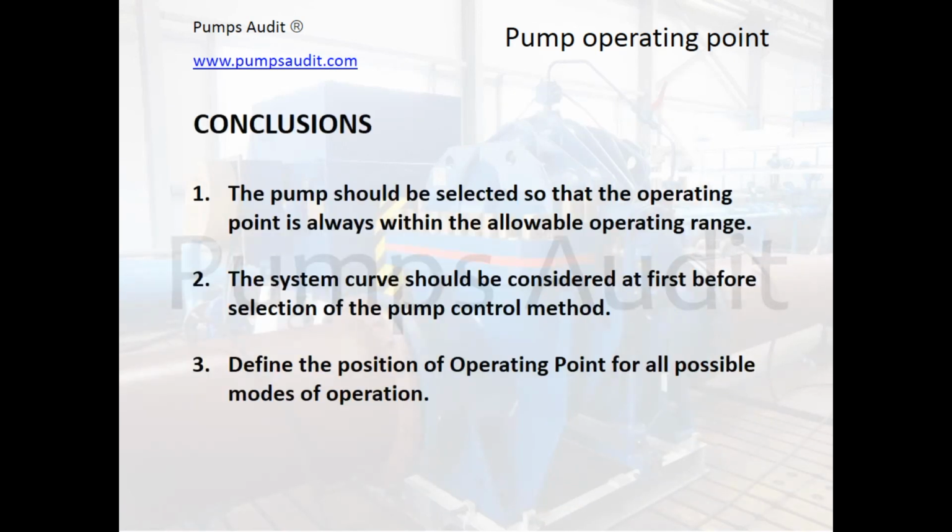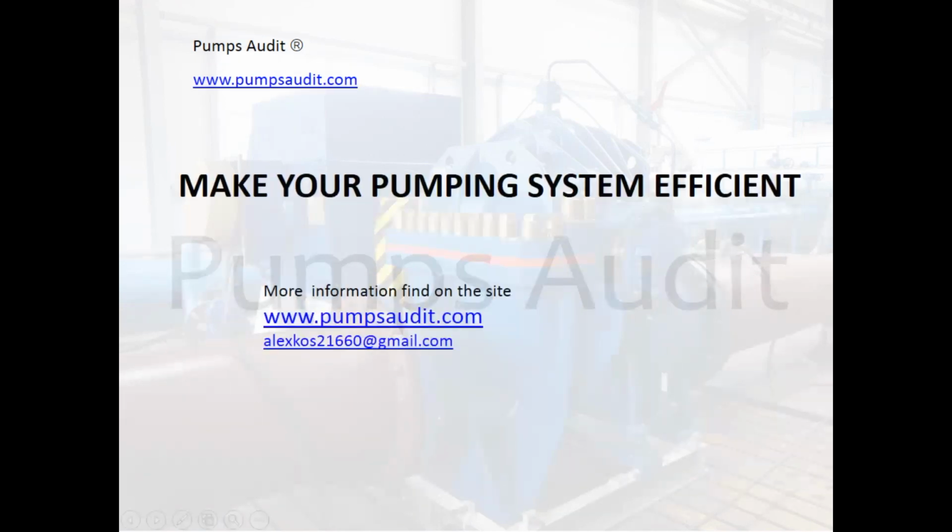Main conclusions. The pump should be selected so that the operating point is always within the allowable operating range. The system curve should be considered first before selection of the pump control method. Define the position of the operating point for all possible modes of operation. Make your pumping system efficient.